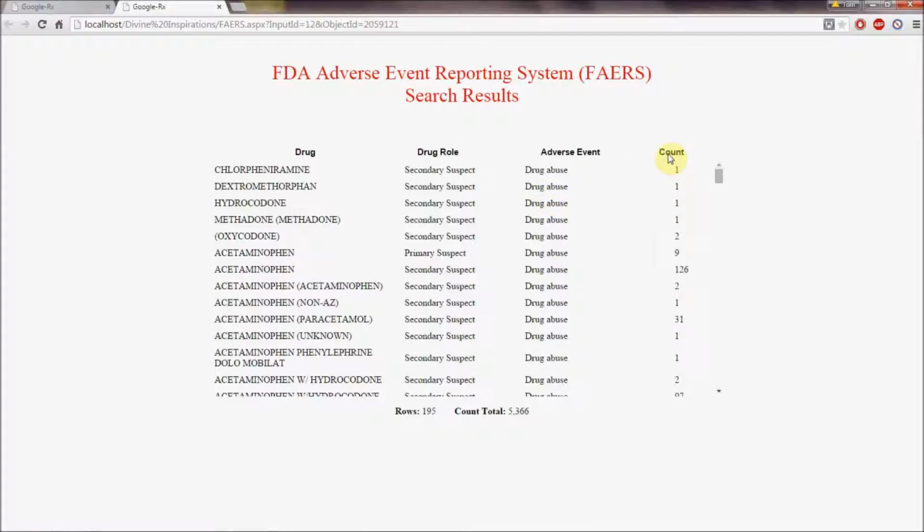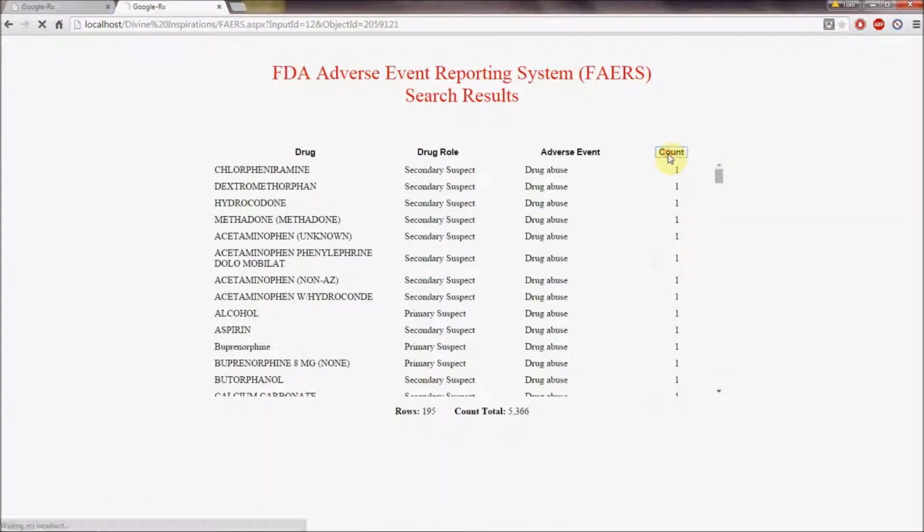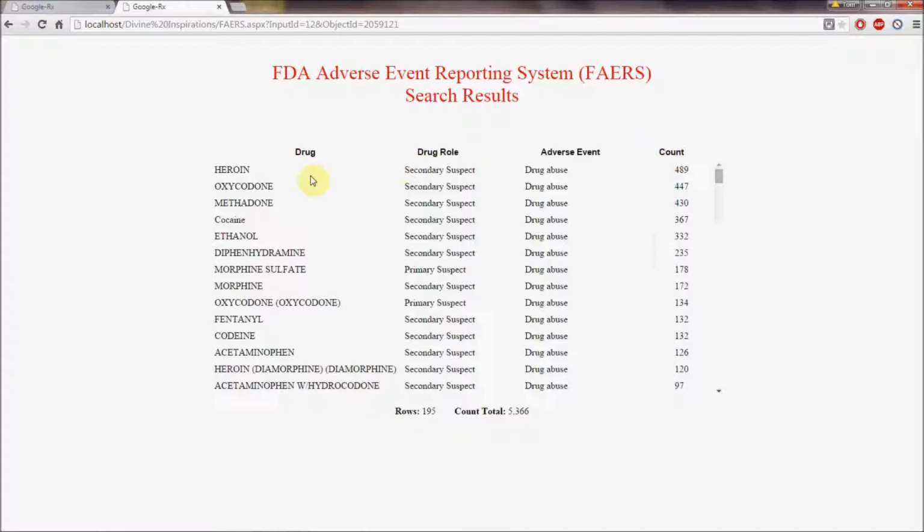Let's go ahead and sort on the count column. And what we discover is heroin has the most number of drug abuse claims, 489. Following close behind are a number of prescription drugs.